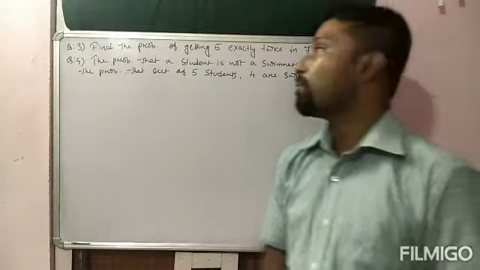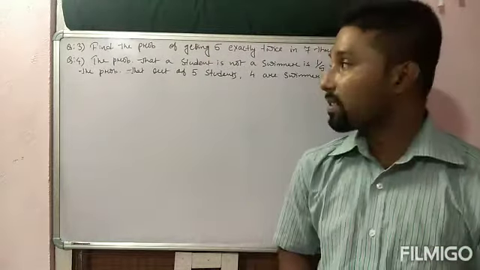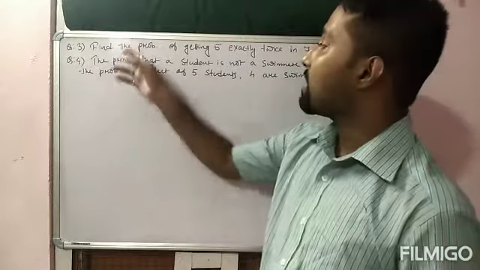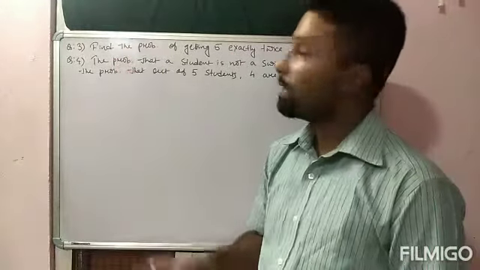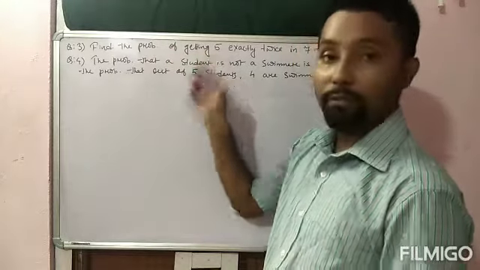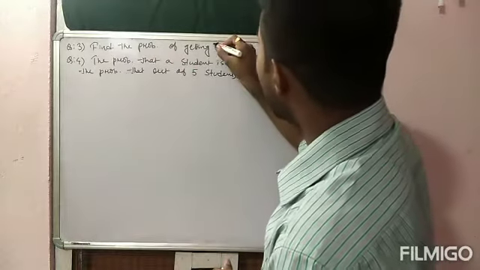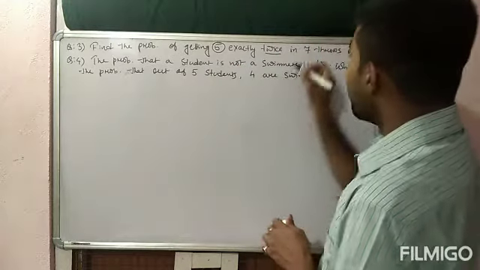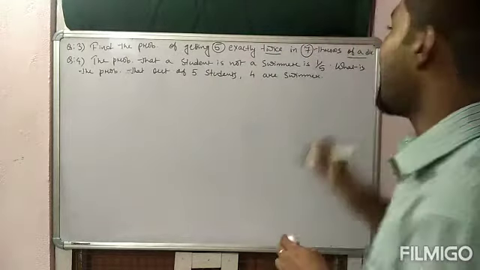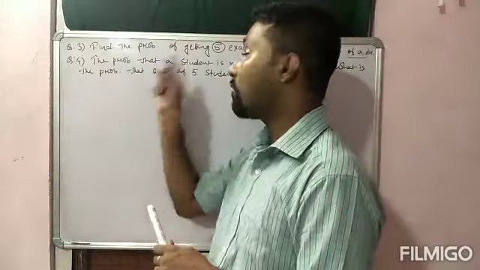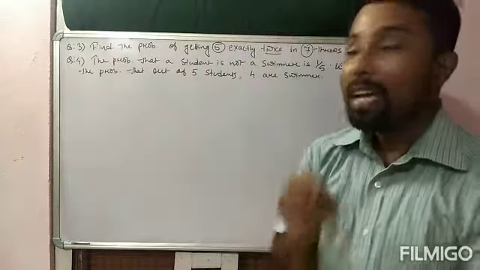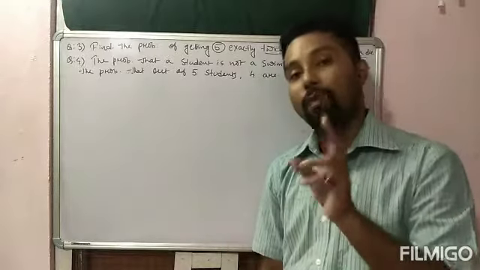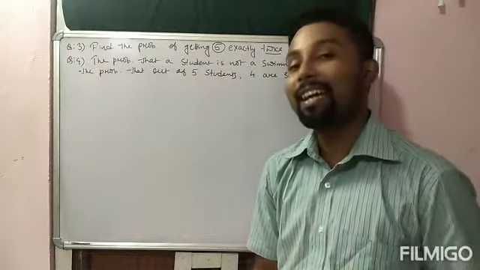So let us discuss some more questions based on Bernoulli trials and binomial distribution. The next question, that is question number 3, is find the probability of getting 5 exactly twice in 7 throws of a die. एक बार नहीं, 2 बार नहीं, 7 times थ्रो किया गया है एक डाई को.